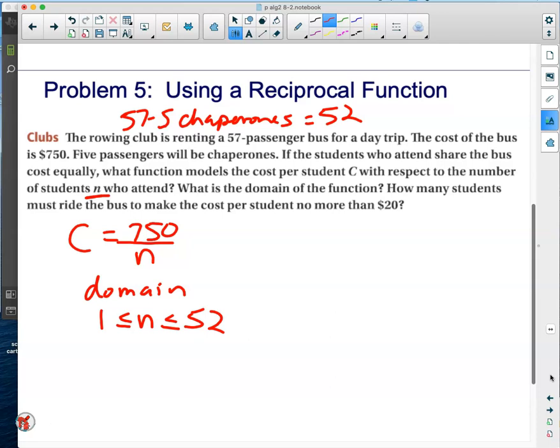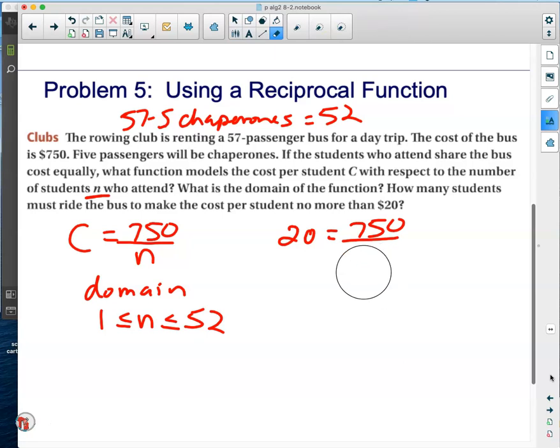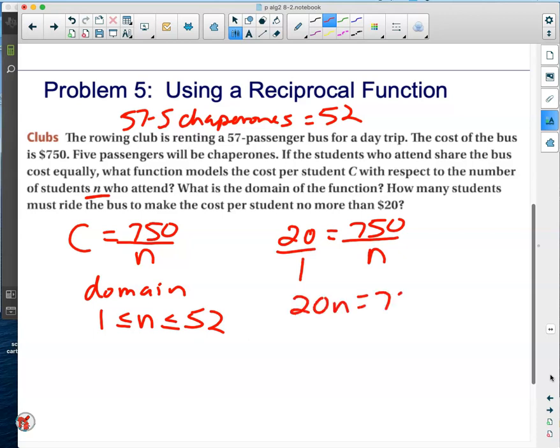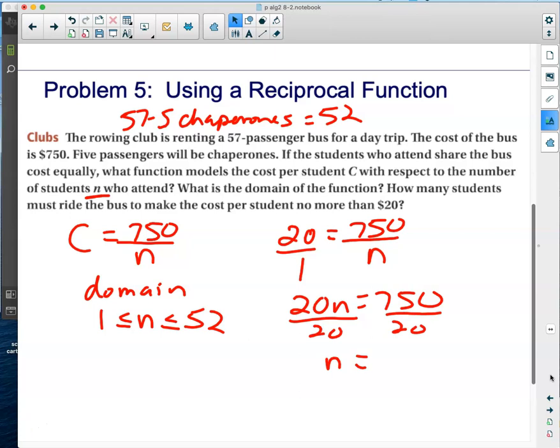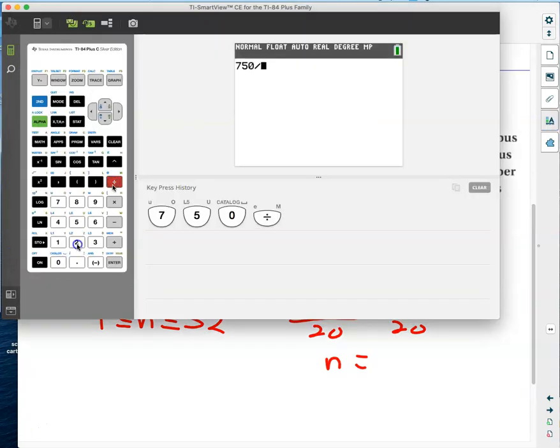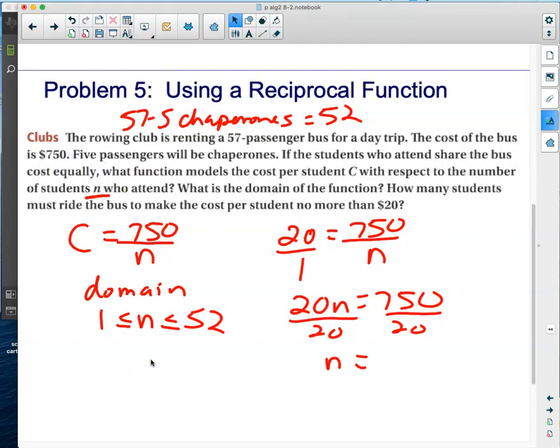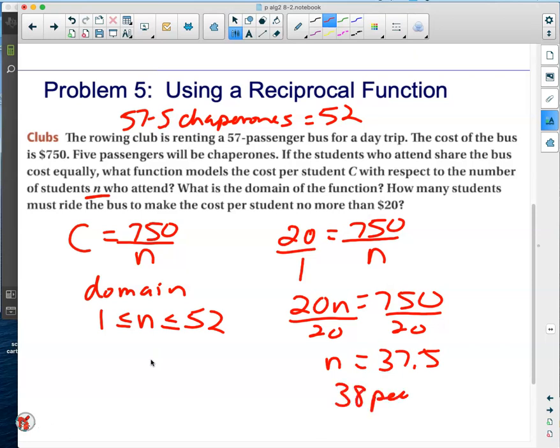The next question would be, how many students must ride the bus to make the cost per student no more than $20? So if we make the cost 20, what would be our N value? Now we could certainly throw a 1 underneath that and cross multiply, and then divide both sides by 20. So we have 750 divided by 20, and we have 37.5, but you can't take 37.5 people. So to keep the cost no more than $20, you would have to have 38 people.